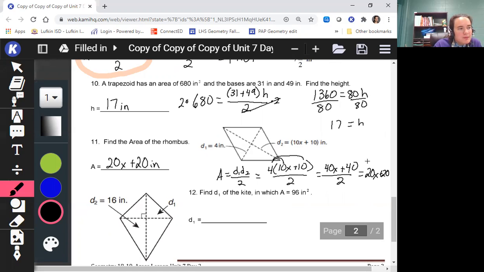And our last one, we want to find diagonal 1 of the kite in which the area is 96 inches squared. So remember that the formula for area of a kite is the same as the formula for area of a rhombus. So area equals diagonal 1 times diagonal 2 over 2. We know our area is 96. We're looking for diagonal 1. We know diagonal 2 is 16 over 2.